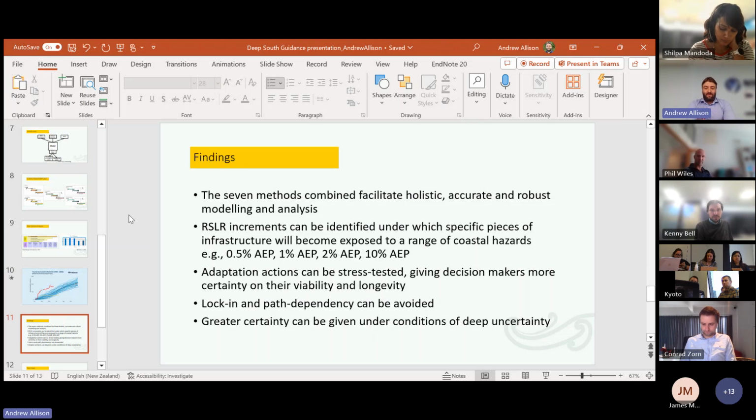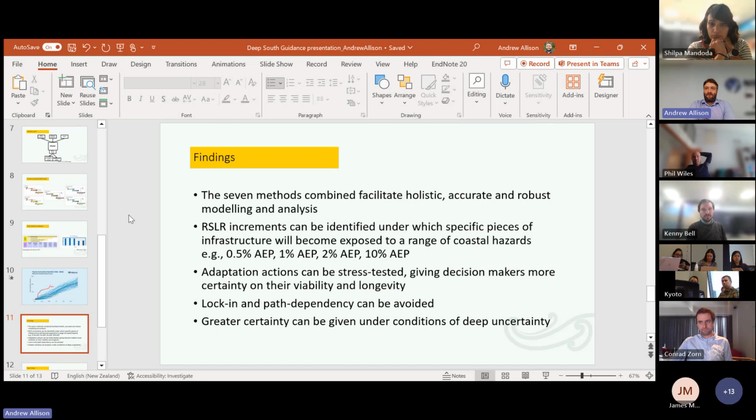So findings of this research: effectively the 7 methods that we implemented allowed for holistic, accurate and robust modelling and analysis of extreme events and their impacts on assets. We found that we could identify specific increments of relative sea level rise under which specific pieces of infrastructure in the network will be exposed to a range of different coastal hazards.